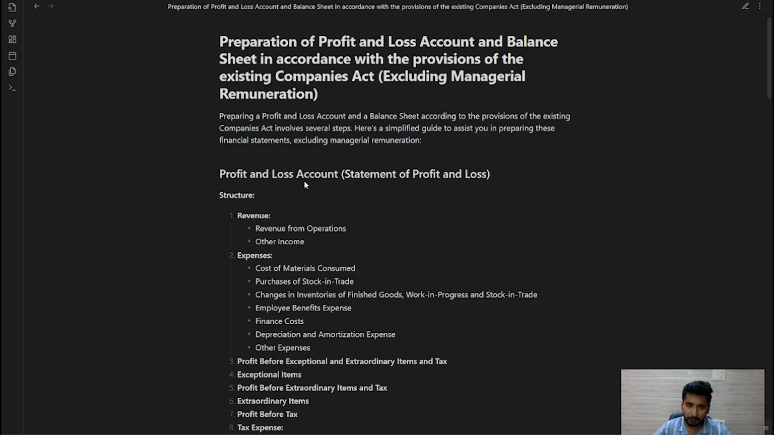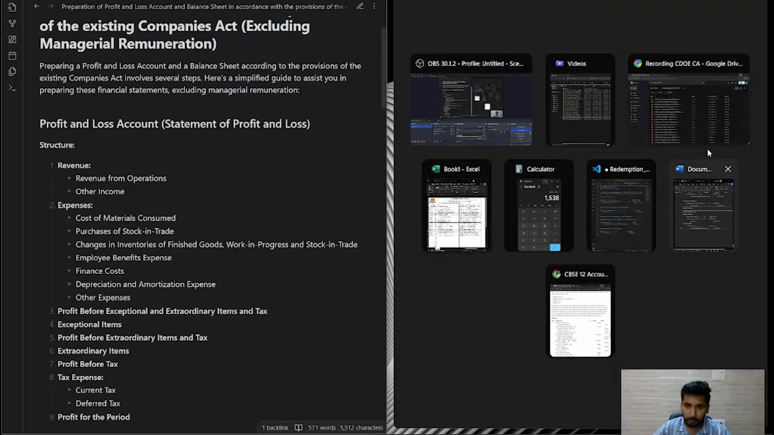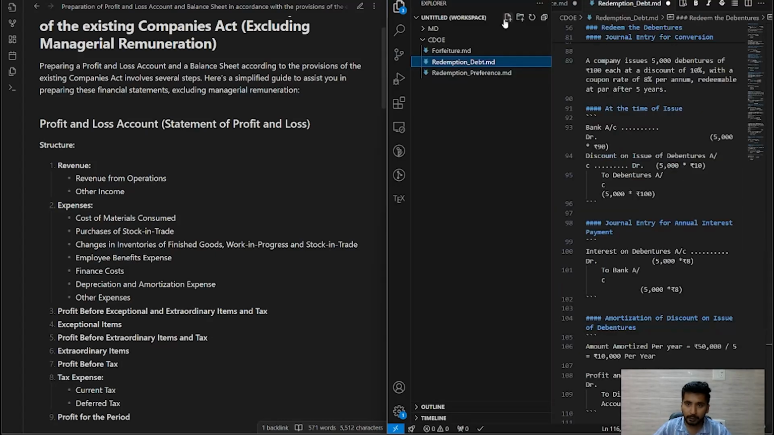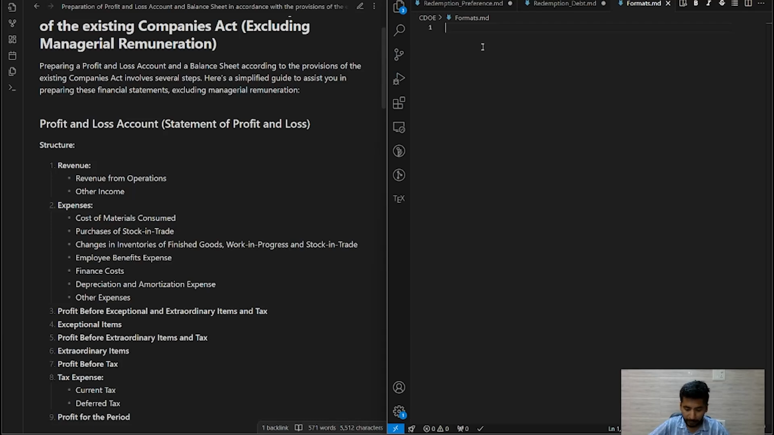remuneration. So first of all, we will take a look at the structure of the profit and loss account, or we can also say the statement of profit and loss. So let us do it step by step, so that we can also learn what things are included in this. So these are the formats. The first format is the profit and loss statement.